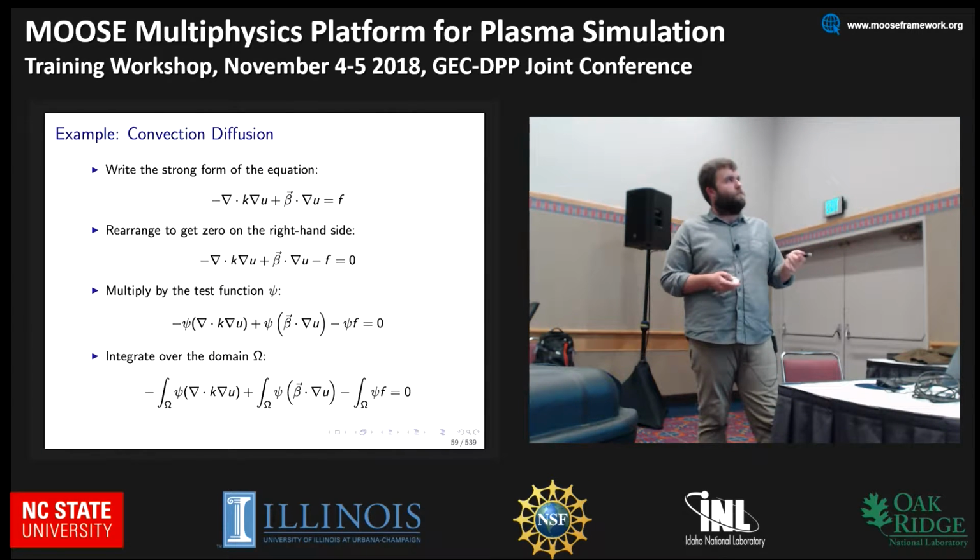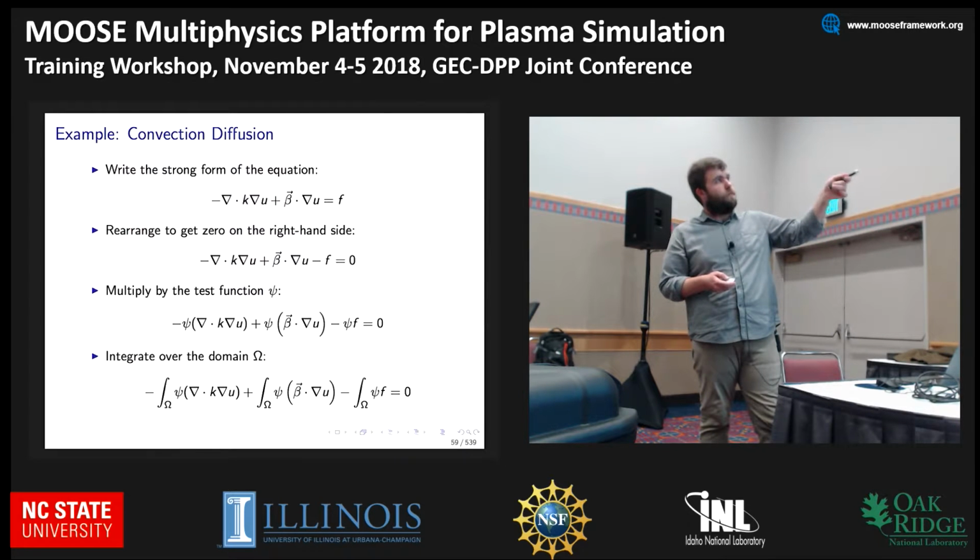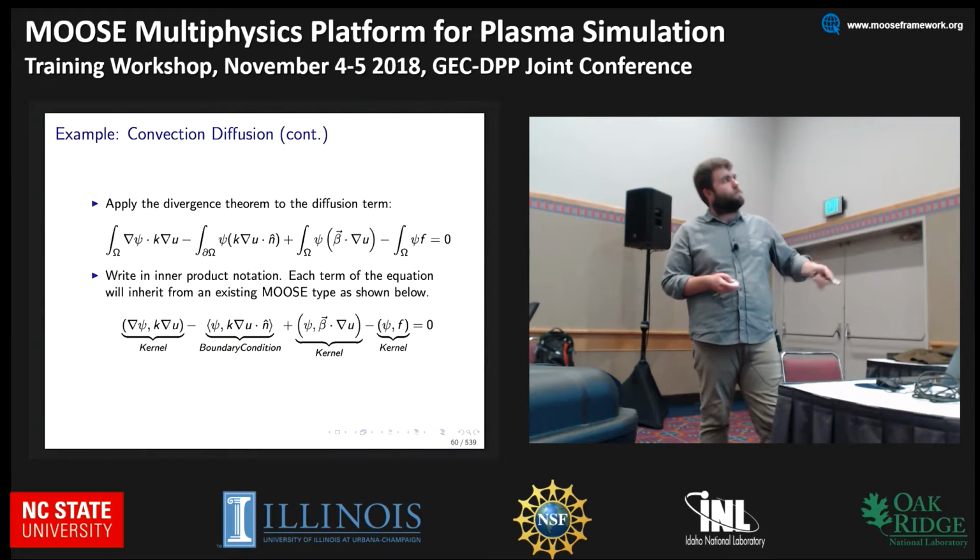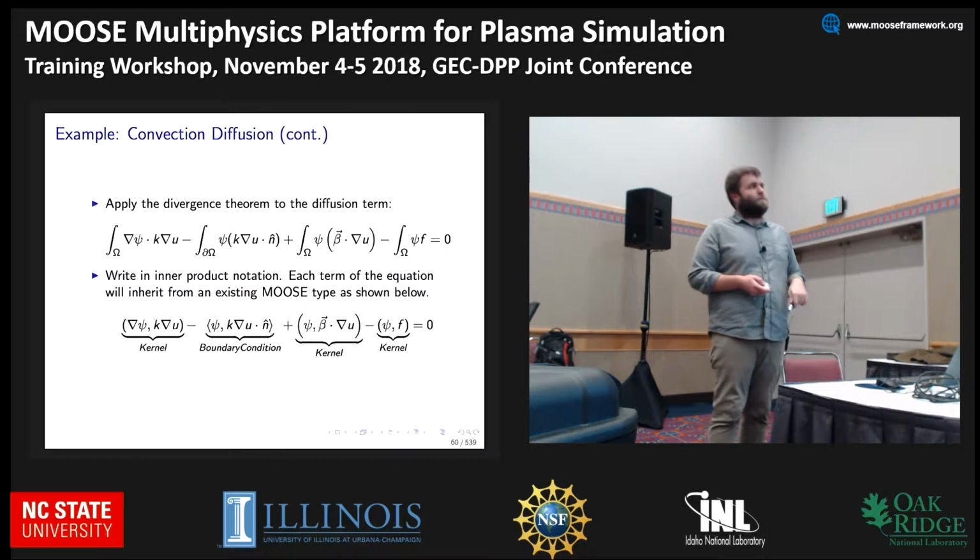So we've already gone through this example a couple times, so I'm going to skip through that. But again, we have the strong form of our diffusion, and then an advection term. We arrange to get 0, multiply through by our test function, integrate, and apply the divergence theorem. After that, we have our kernels and our boundary conditions.